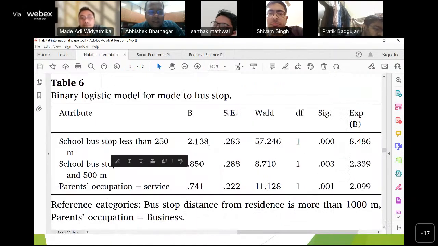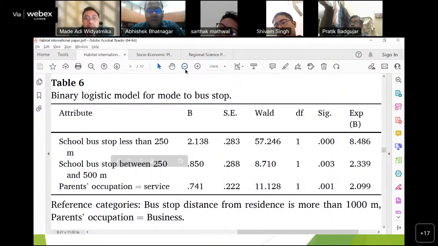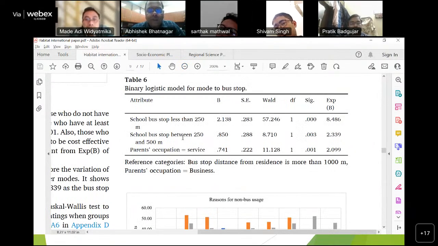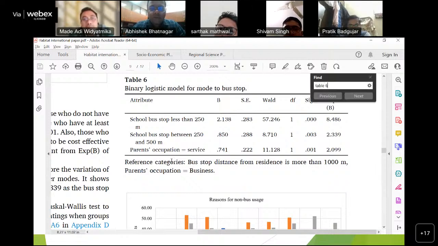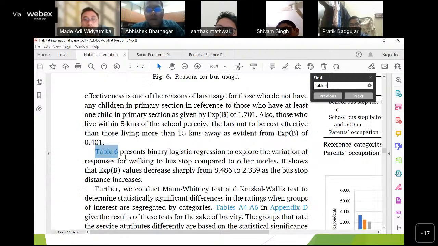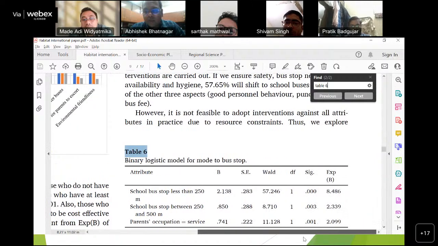For example, if you see table 6, this is my table 6. I have 3 rows in this table, where we have the bus stop distance less than 250, between 250 and 500, and then parents' occupation equal to service. I need not explain all 3 results in the text. What I did was say that this presents a binary logistic regression to explore the variation of responses for walking to the bus stop. Compared to this, it shows that exponential beta values decrease sharply from this to this as the bus stop distance increases. So I explained only this part.